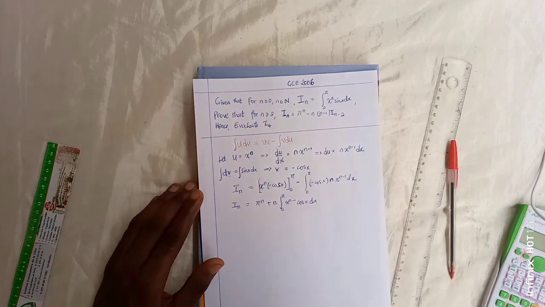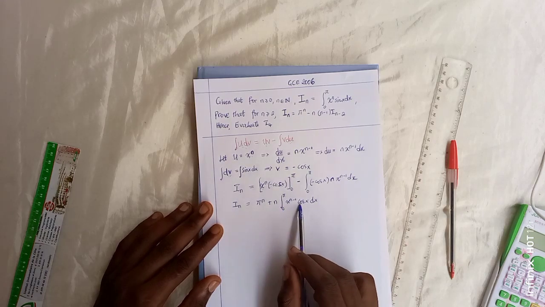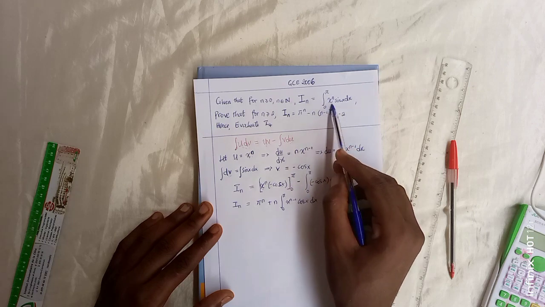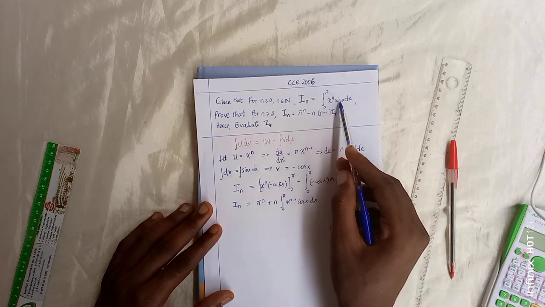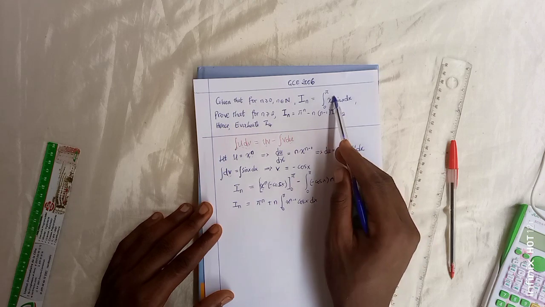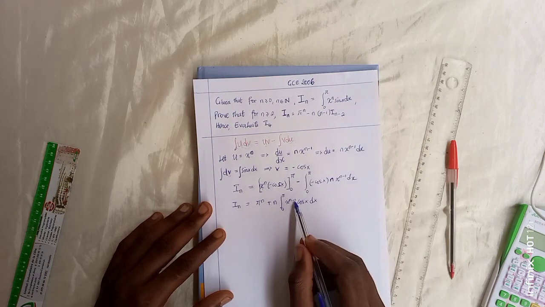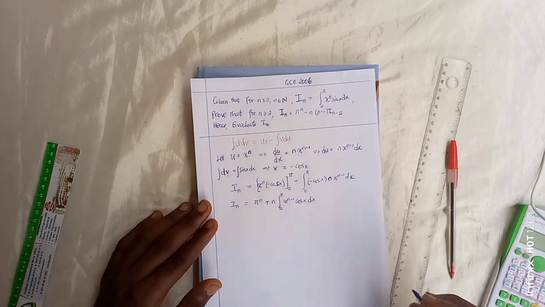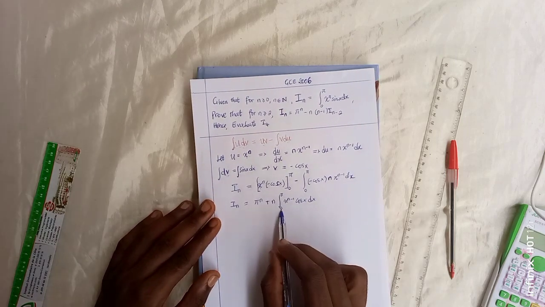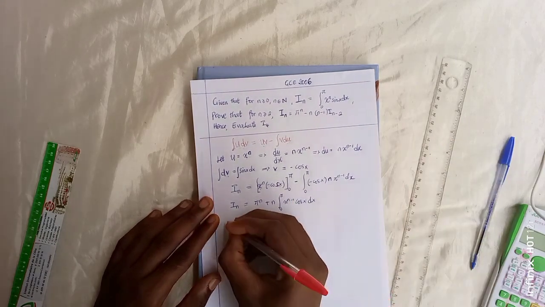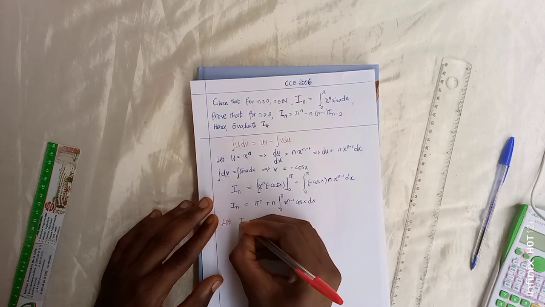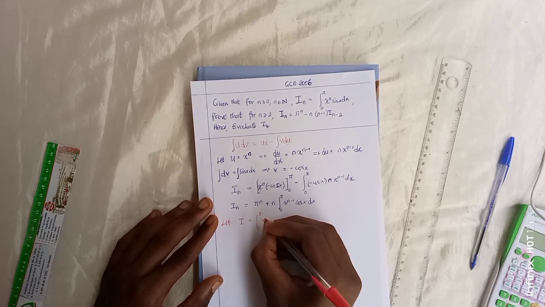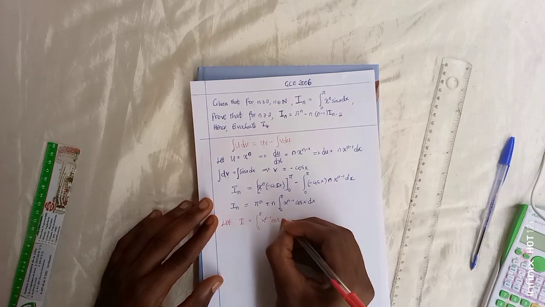The next step is to recognize that to get n minus 2, the power on x must be n minus 2. If I differentiate this one again, I'm going to have n minus 2 on the power. So I'm going to apply integration by parts to this function again. Let I be the integral from 0 to pi of x to the power n minus 1 cosine x dx.